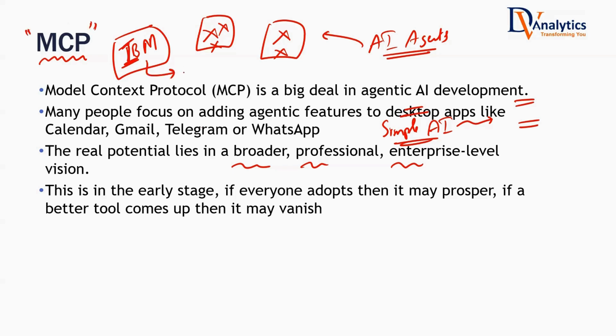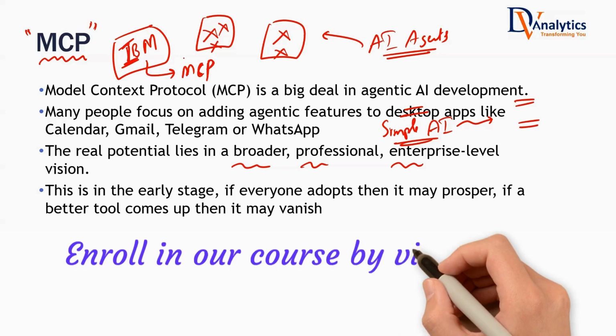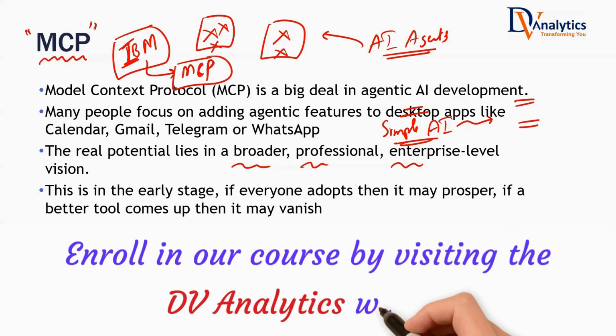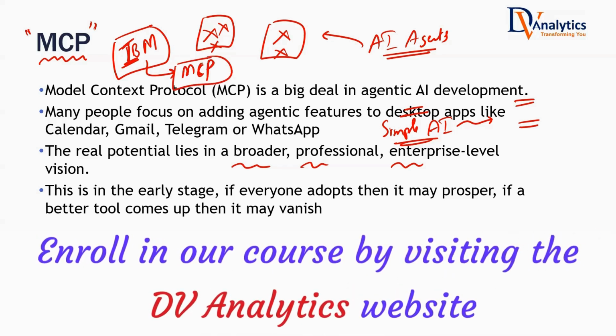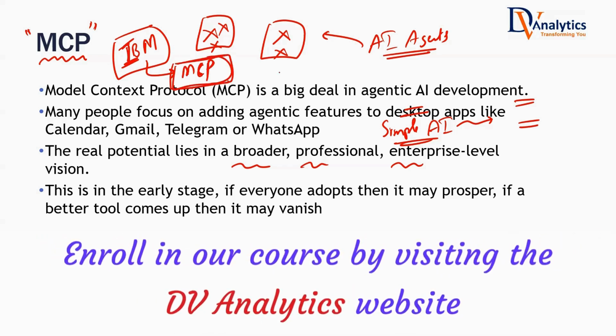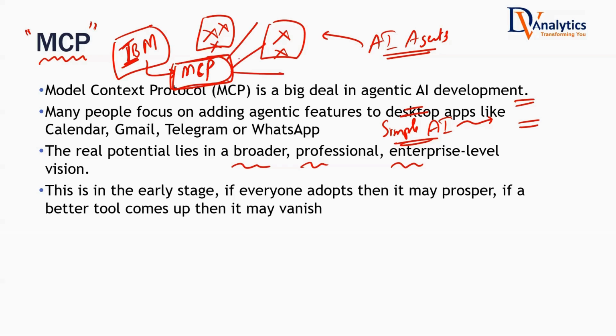That means IBM will create one MCP server, one set of rules, then everybody must follow within that company. Or Oracle creates one MCP server, in which all the tools will be included. Everybody must follow them. Right now, nobody is following any of the rules, or there is no standard protocol.